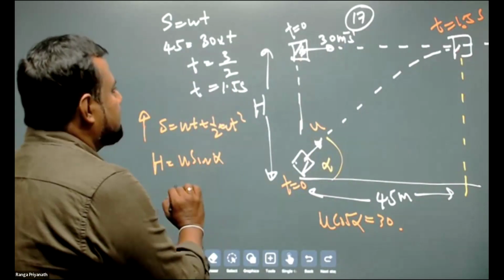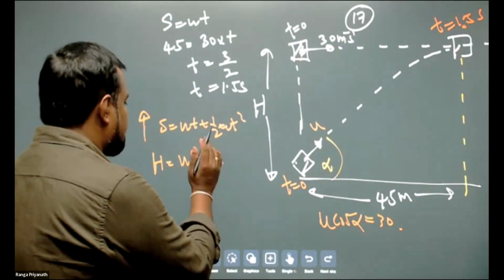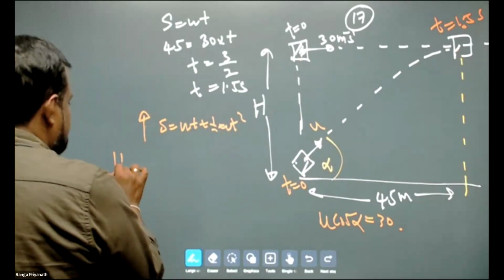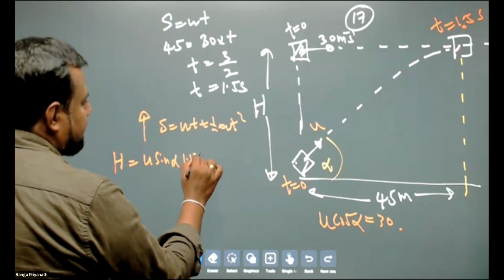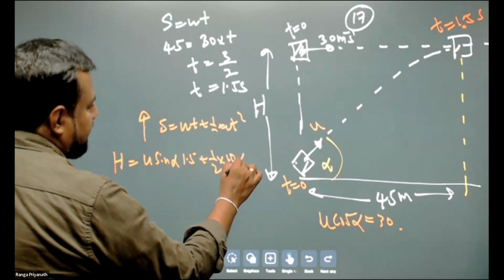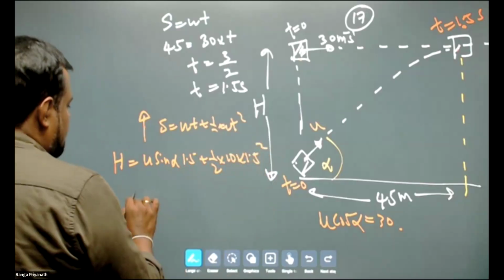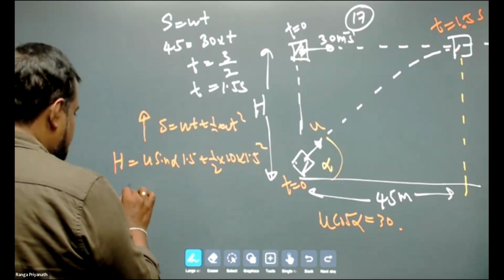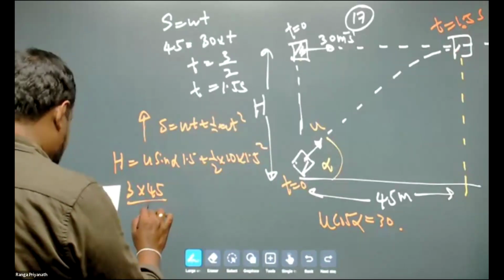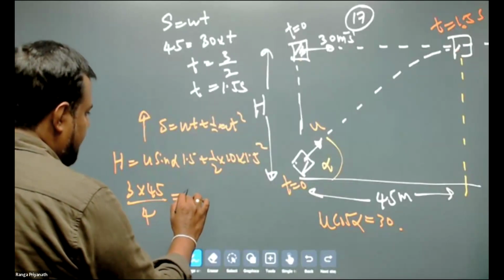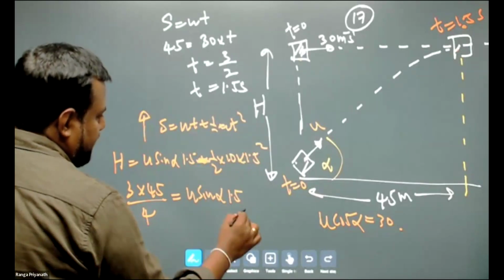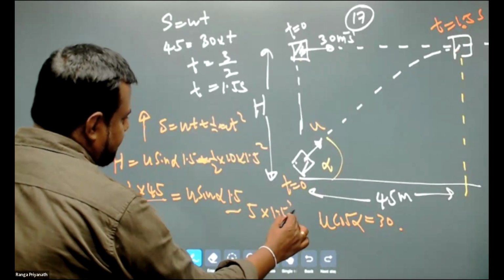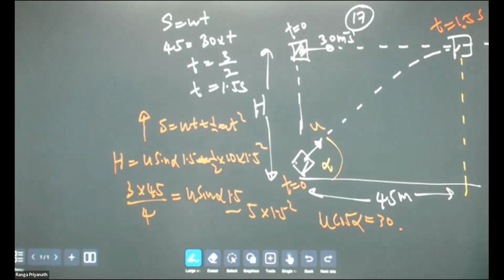Right, u sin alpha, and the time is 1.5, so we put that in. h equals u sin alpha times 1.5 plus half times 10 times 1.5 squared. h is given as 45 over 4, equal to u sin alpha times 1.5, minus 5 times 1.5 squared.